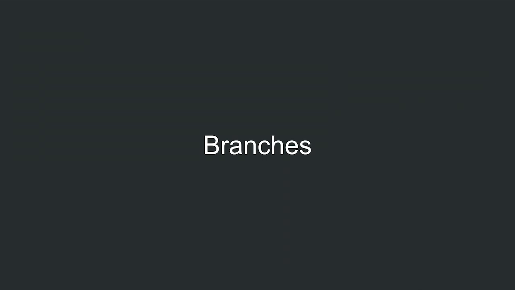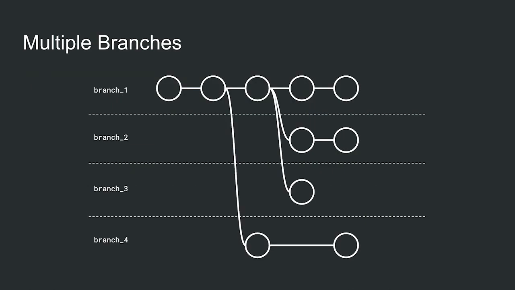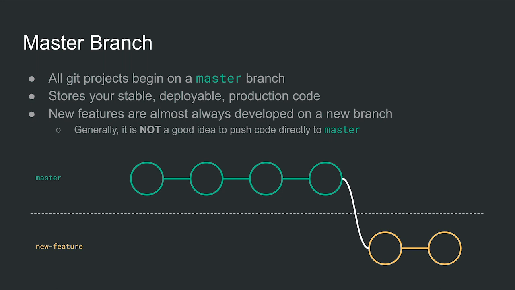All right, so next, branches. A branch is a divergence from a particular commit. This is really useful when you're starting to split up work in a project, i.e. team projects. So let's take a look at branch 1. Looks like we already have 4 commits right there, and at this point we're deciding, you know what, it would probably be best if we started to work on this next feature separately. And as we get further into a project, it might make more sense to create multiple branches, all branching off from different commit points.